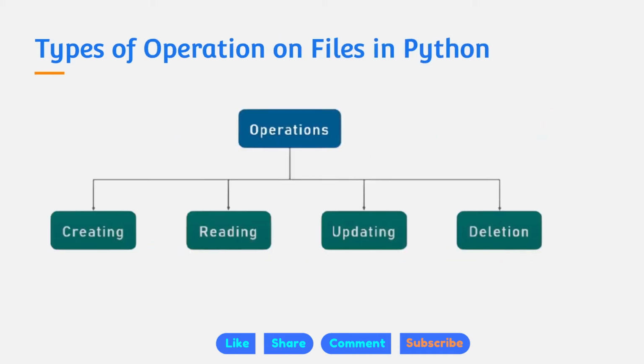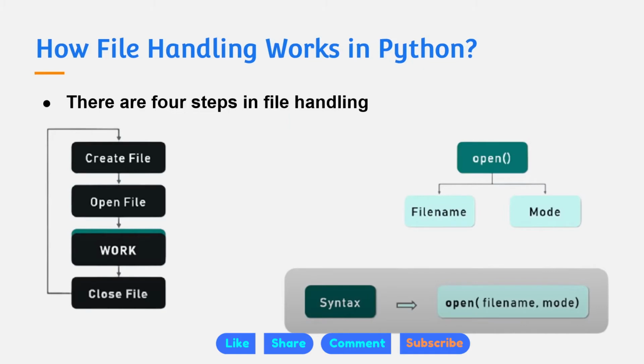And these are the four types of operations that we can perform on a file, that is creating a file, reading a file, updating a file or deleting a file. And now let me tell you how file handling works in Python.